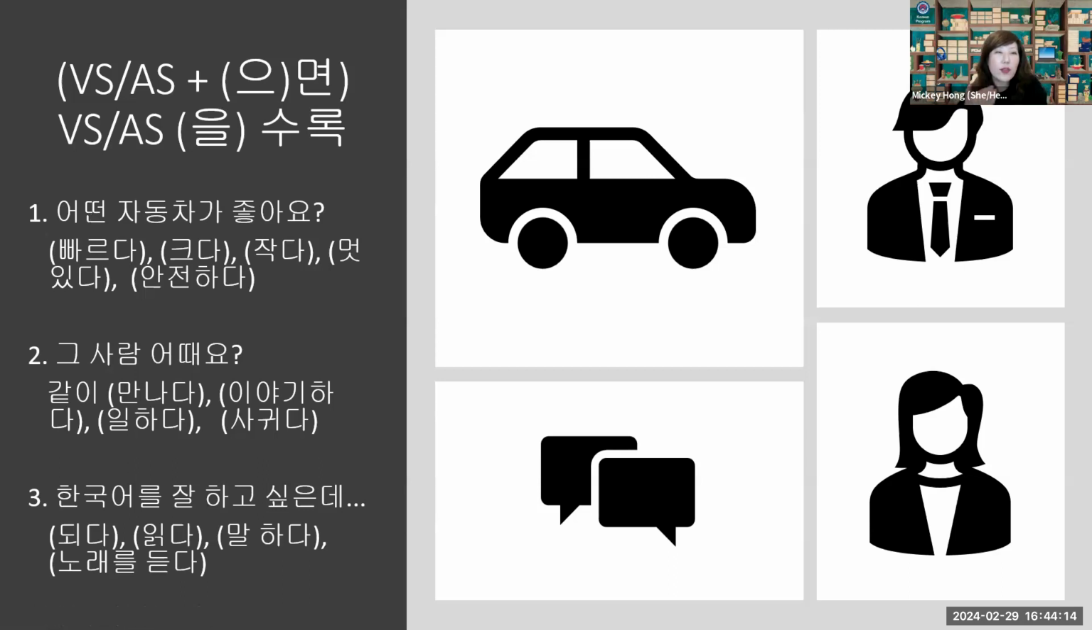Similarly, you can ask 어떤 자동차가 좋아요? And you answer: the faster it is, the bigger it is, the smaller it is, the better. 그 사람 어때요? How's that person? 같이 만나면 만날수록, the more you meet them. 같이 일하면 일할수록, the more you work with them. 한국어를 잘하고 싶은데, you want to be good at Korean. 될수록, you remember? 될수록 많이 얘기하세요. 많이 공부하세요. You say, as much as possible, do this, do that.